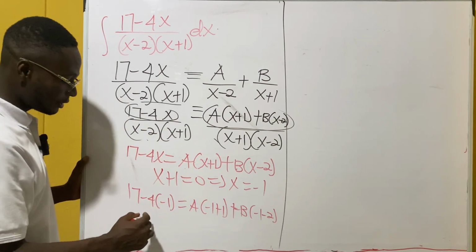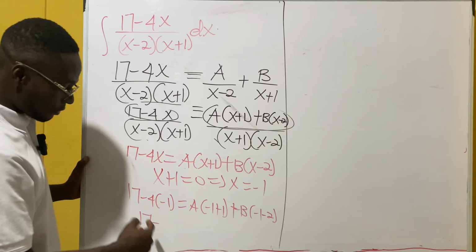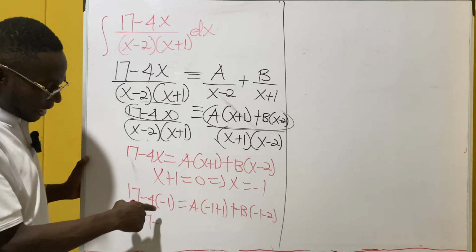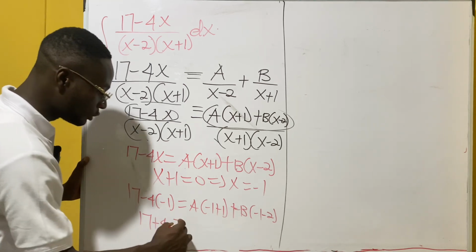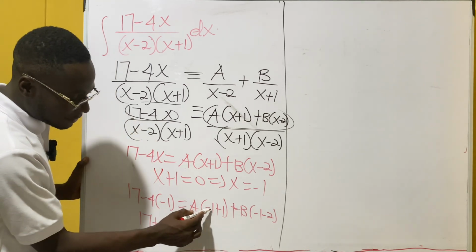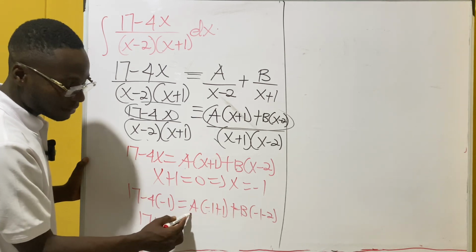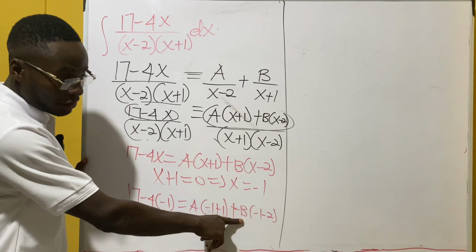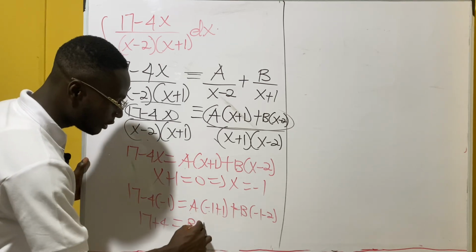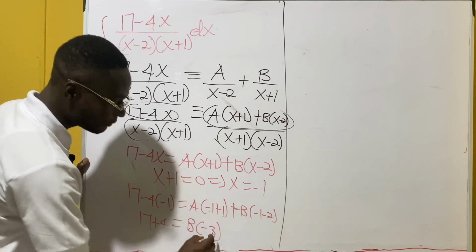So when we do that, we're going to have 17 minus 4 times negative 1, and that's going to be plus 4, should be equal to, this is minus 1 plus 1, so we're going to have 0 here. So 0 times a is going to be 0. Then we go to the b. So we have b into negative 1 minus 2, and that is negative 3.